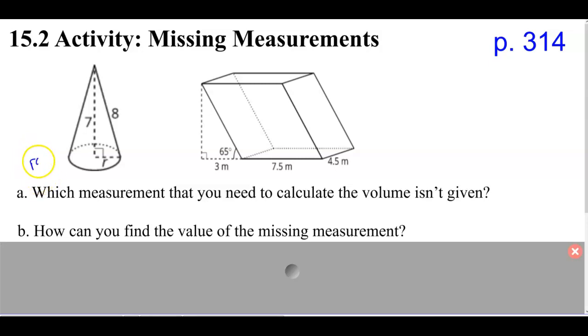So the radius is the missing measurement for part A. In part B, I have the base, which is a rectangle, so I can find the area of that. I need the height. The height is indicated by the perpendicular length from one base to the next. So we're missing the height on this one. And that question then is, can you find them? So go ahead and see if you can find the radius for the cone and the height of the oblique prism.